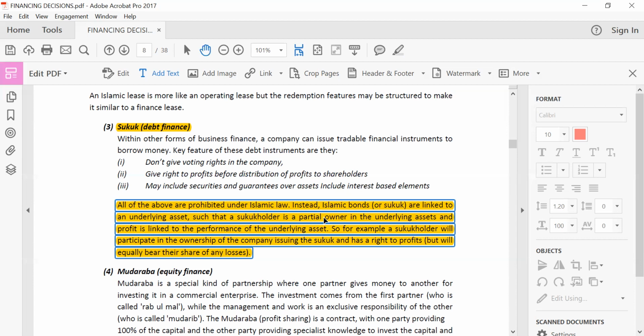If we're not going to work today, it's Wednesday, right? So for example, a sukuk holder will participate in the ownership of the company issuing the sukuk and has a right to profit.